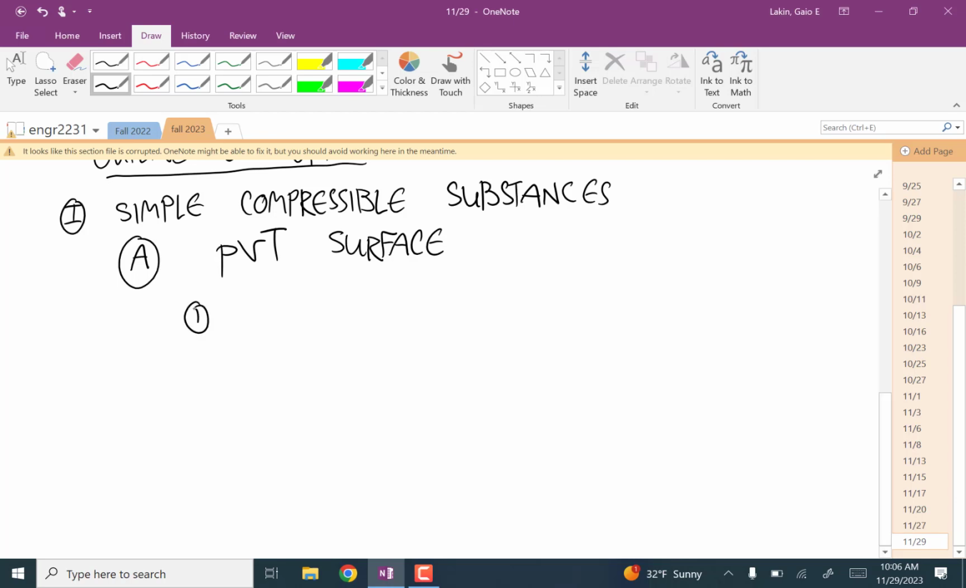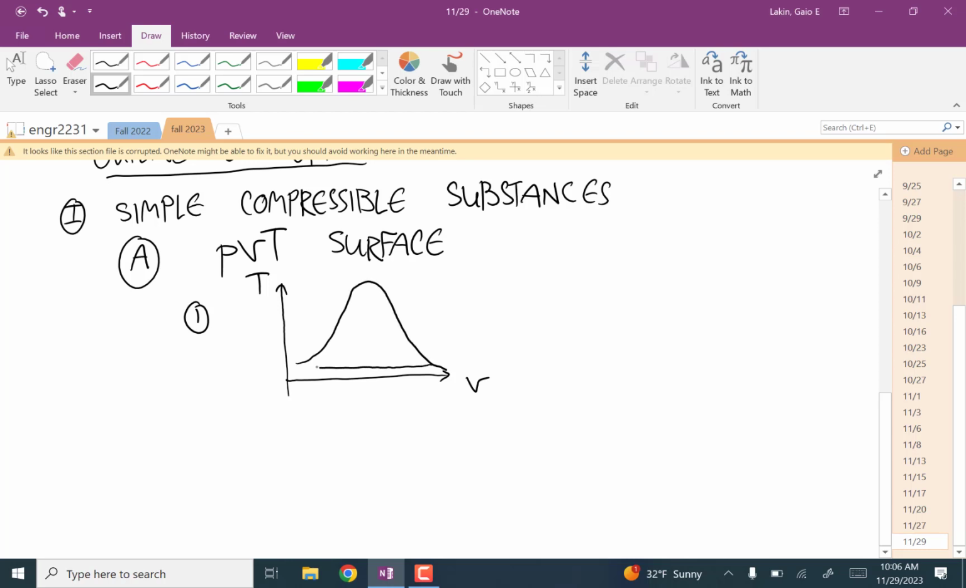It's not really too useful to use the three-dimensional PVT surface. It's just hard to visualize. It would be kind of cool if you had a 3D one. I was thinking of trying to find numbers so I could make something like that in the 3D printer. That would actually be pretty cool. But for our purposes, what really matters is the vapor dome. So let's think of a temperature versus volume curve.